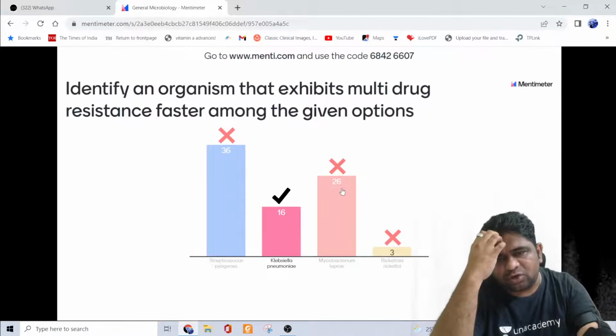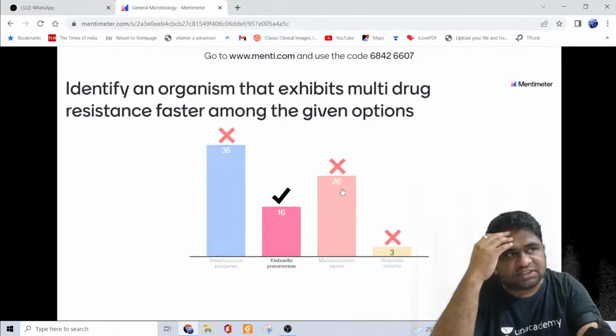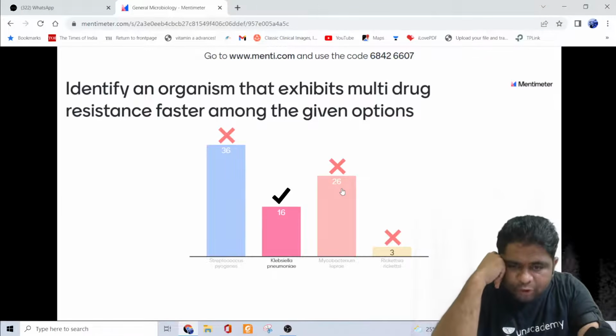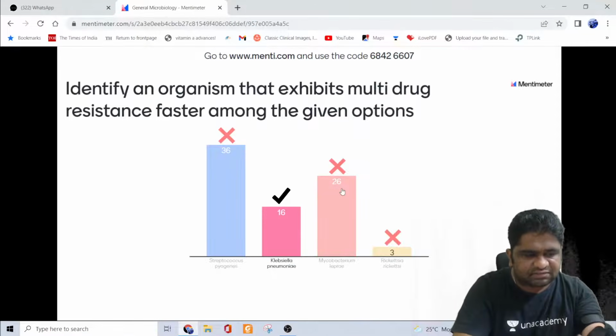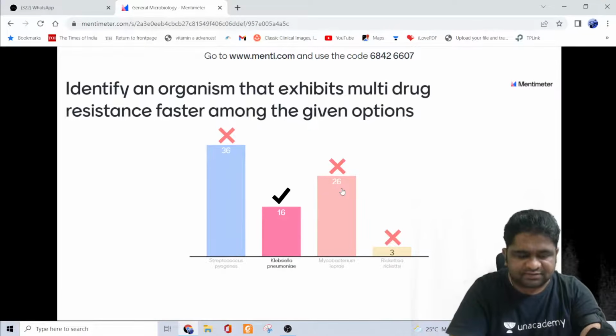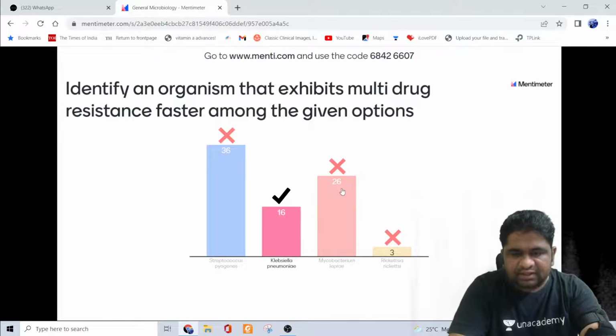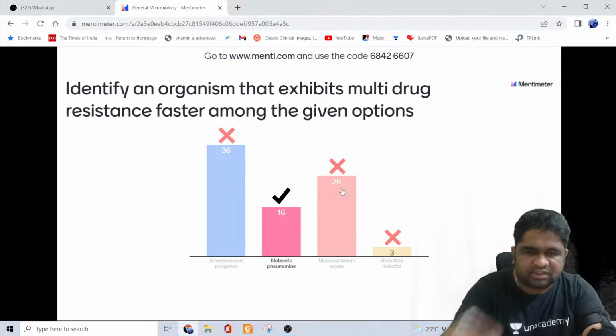What is the logic? I told you which organisms can develop resistance faster, gram-positive or gram-negative. You tell me, people. Which organisms can develop drug resistance faster, gram-positive or gram-negative? I have taught you this in the class. This was the same question we saw in the first area.